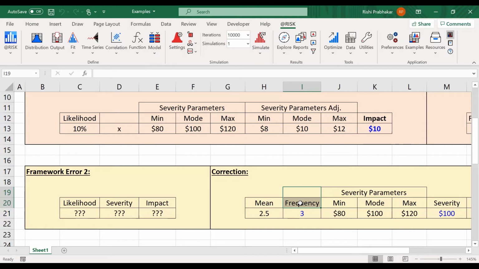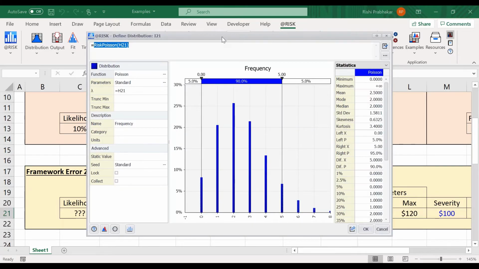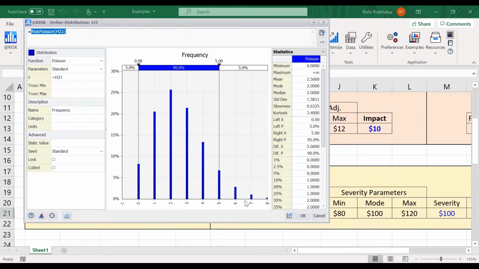Can the frequency be more than 1? If so, I need the mean. Can the frequency be no more than 1? Well, in that case, I need a likelihood. The function that I'm going to use if I have a potentially multiple frequency is a Poisson. And here's an example of the Poisson.